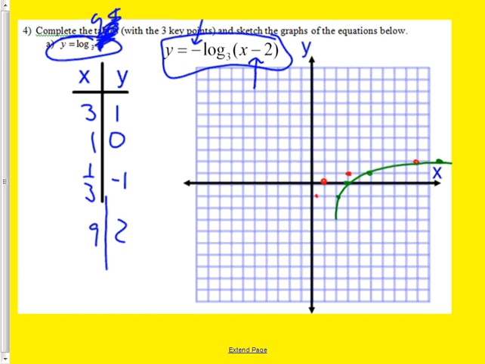But I need to also do the up, down flip. So this flips down to there. This doesn't flip at all because it's on the line, and it can't flip over the line if it's on the line. This flips like that, and this flips like that.